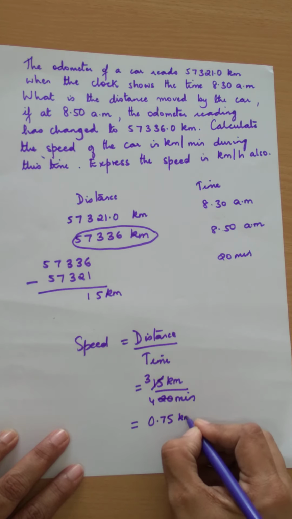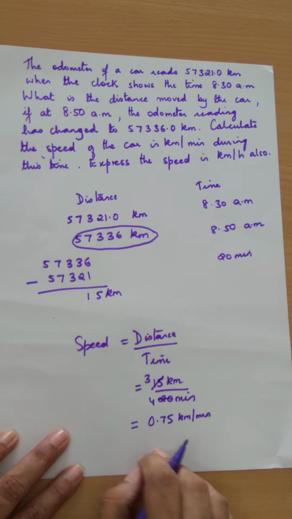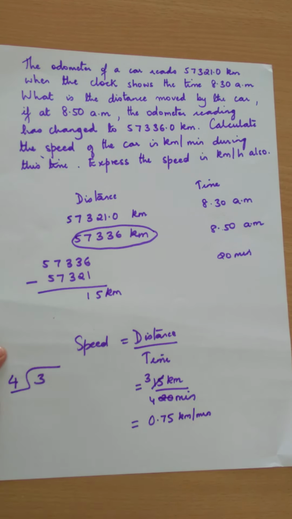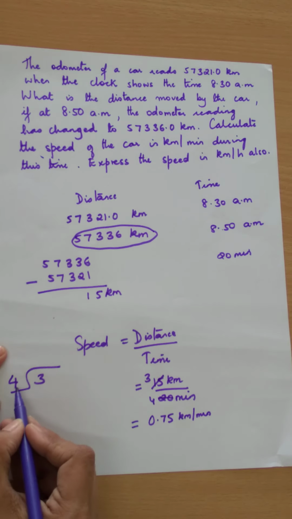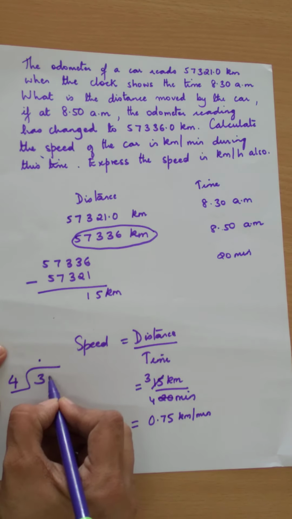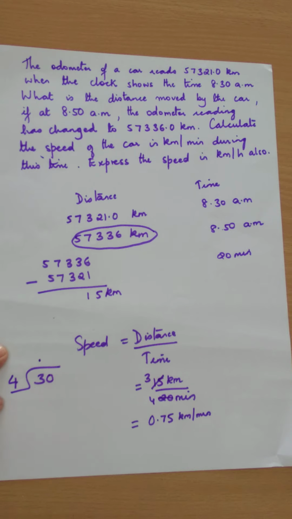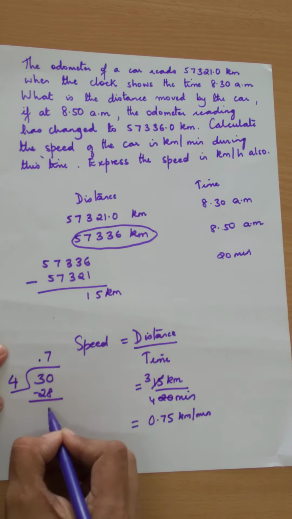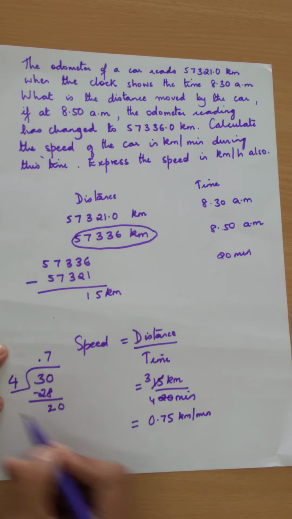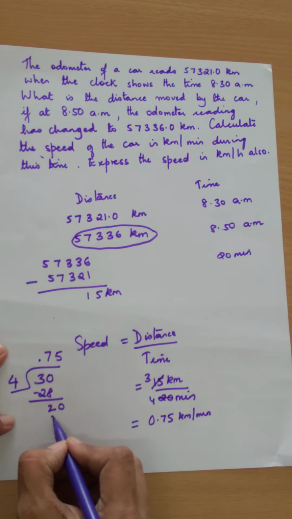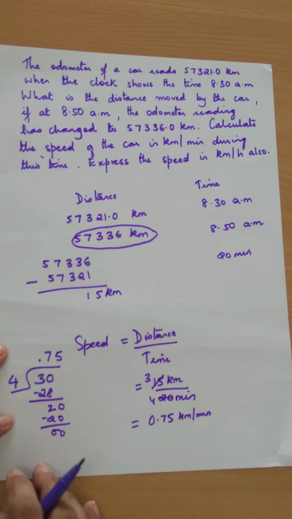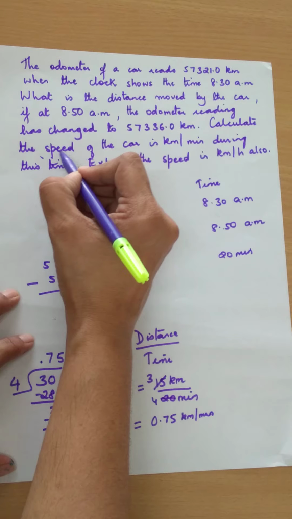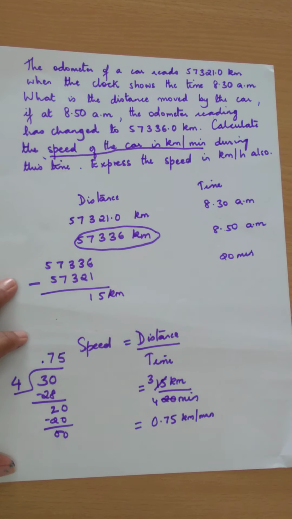0.75 kilometers per minute. Now how did I get this 0.75? It's 3 divided by 4. So since 3 is smaller than 4, you put a decimal point and you put a 0. 4 7s are 28. 2 remains, put a 0. 4 5s are 20. So you get 0.75 kilometers per minute. So we have found the speed of the car in kilometers per minute.